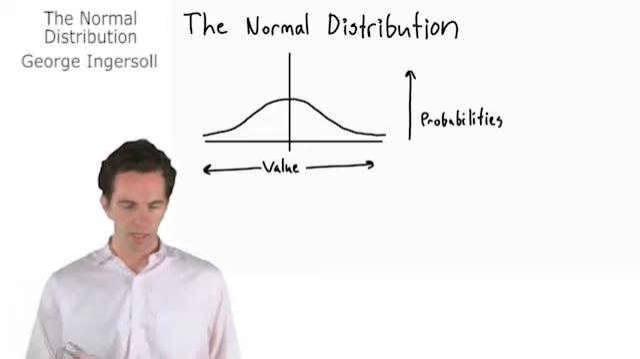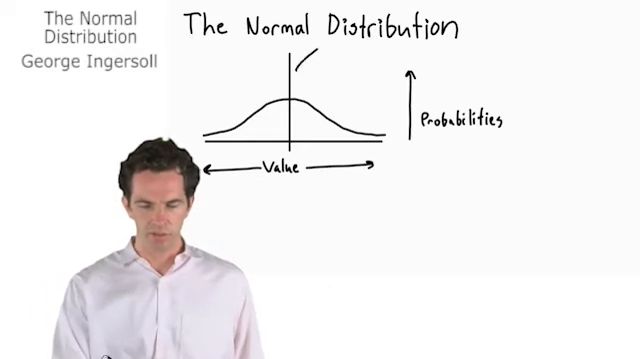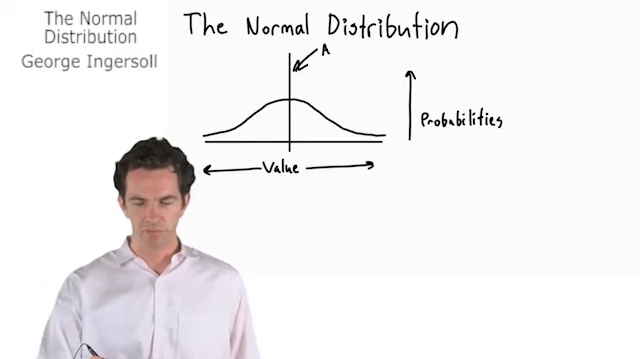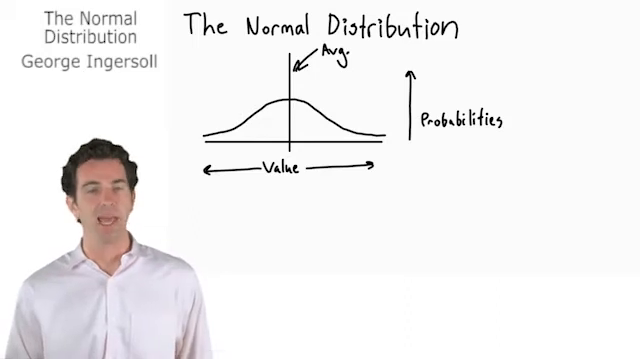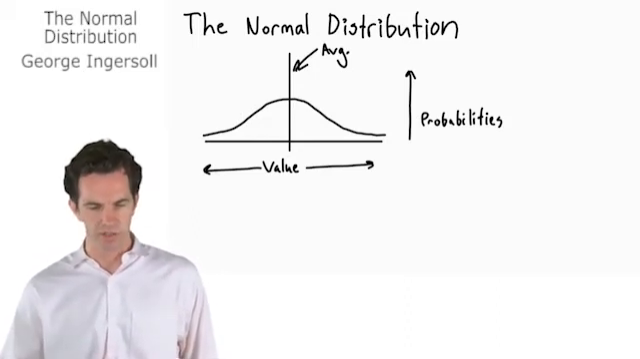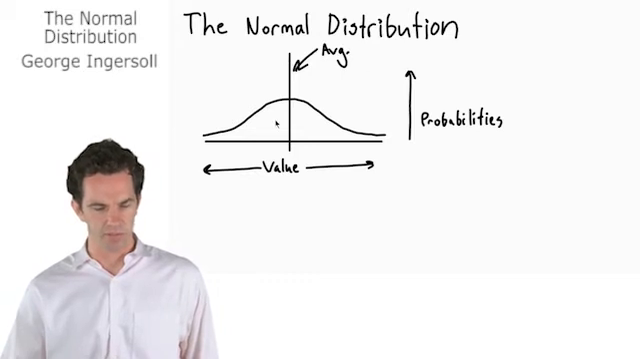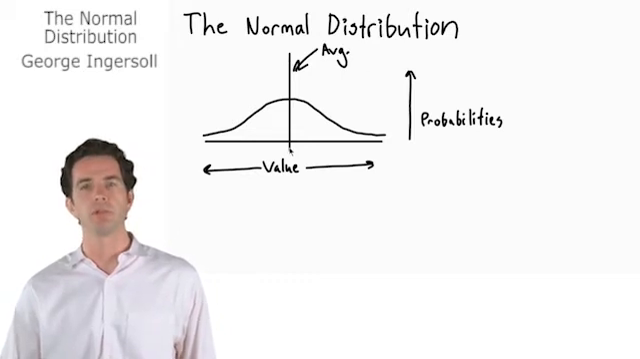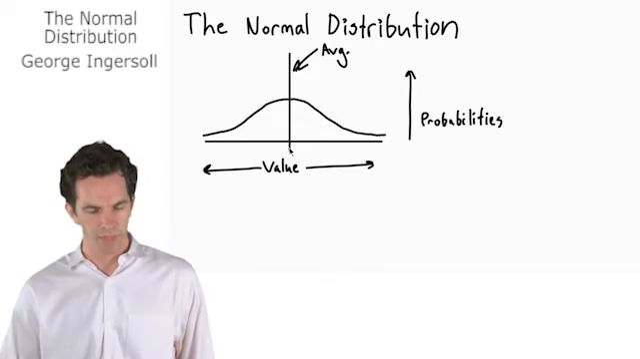And right here in the middle, this is going to be the average. Going to be the average of the values. So if we're talking about a random variable here, this area right in the middle of the normal distribution is going to be the average for that random variable.